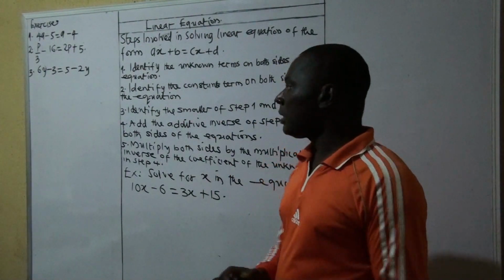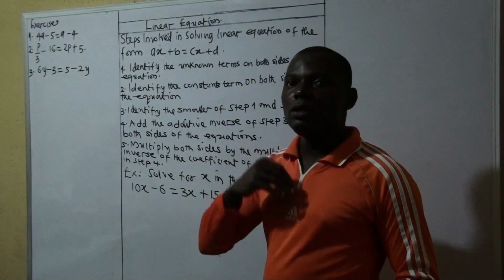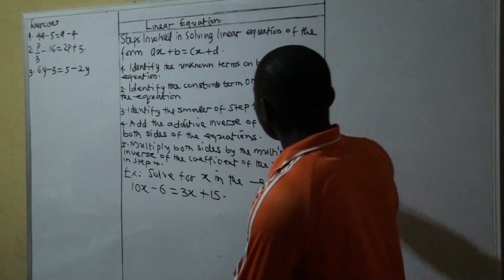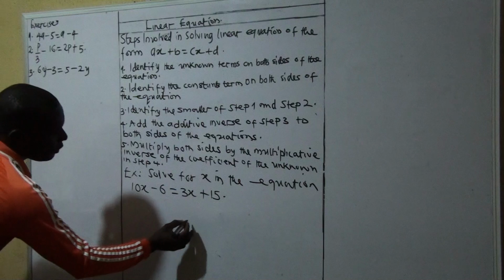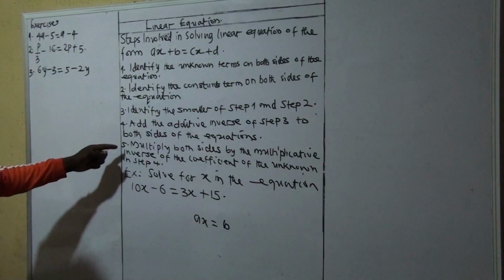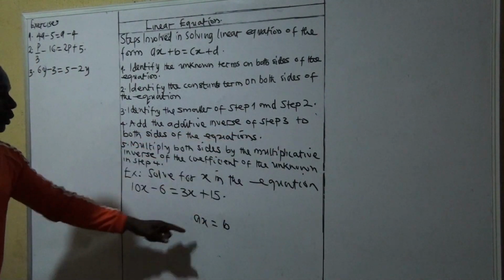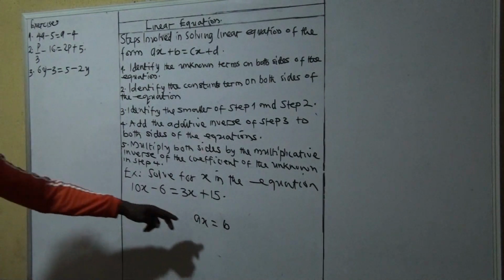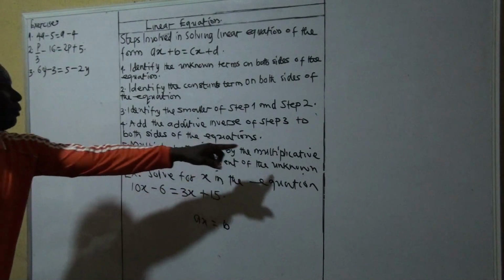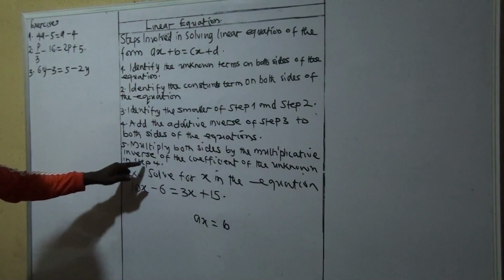If you have done that, the equation will automatically reduce to a linear equation of the form ax is equal to b. Immediately you add the additive inverse of step 3 to both sides of the equation, it will reduce to this form. And what do you do here? That is step 4: you multiply both sides by the multiplicative inverse of the coefficient of the unknown.